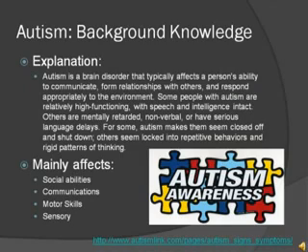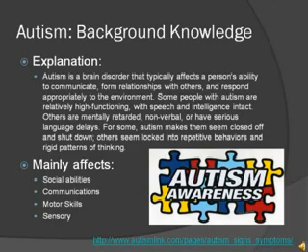This is some background knowledge on autism. Here's a quick explanation of autism. Autism is a brain disorder that typically affects a person's ability to communicate, form relationships with others, and respond appropriately to the environment. Some people with autism are relatively high functioning, with speech and intelligence intact.